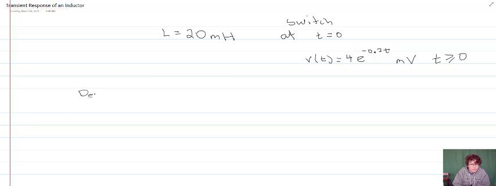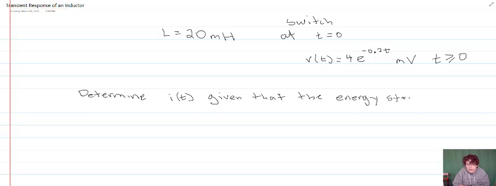And our job is to determine an expression I of t, given that the energy stored in the inductor at t equals infinity is 0.64 millijoules.